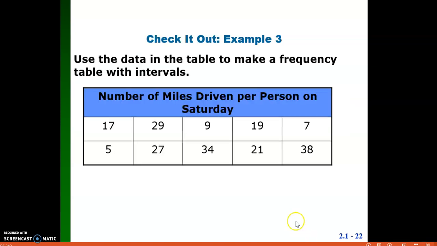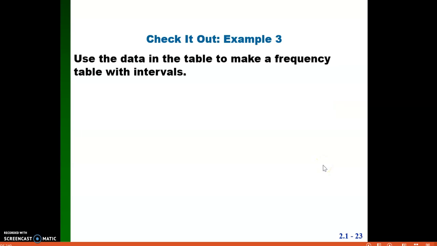Next example, that is your turn. You try it yourself and see how you can create the frequency table for that. After you try, check with my answer.